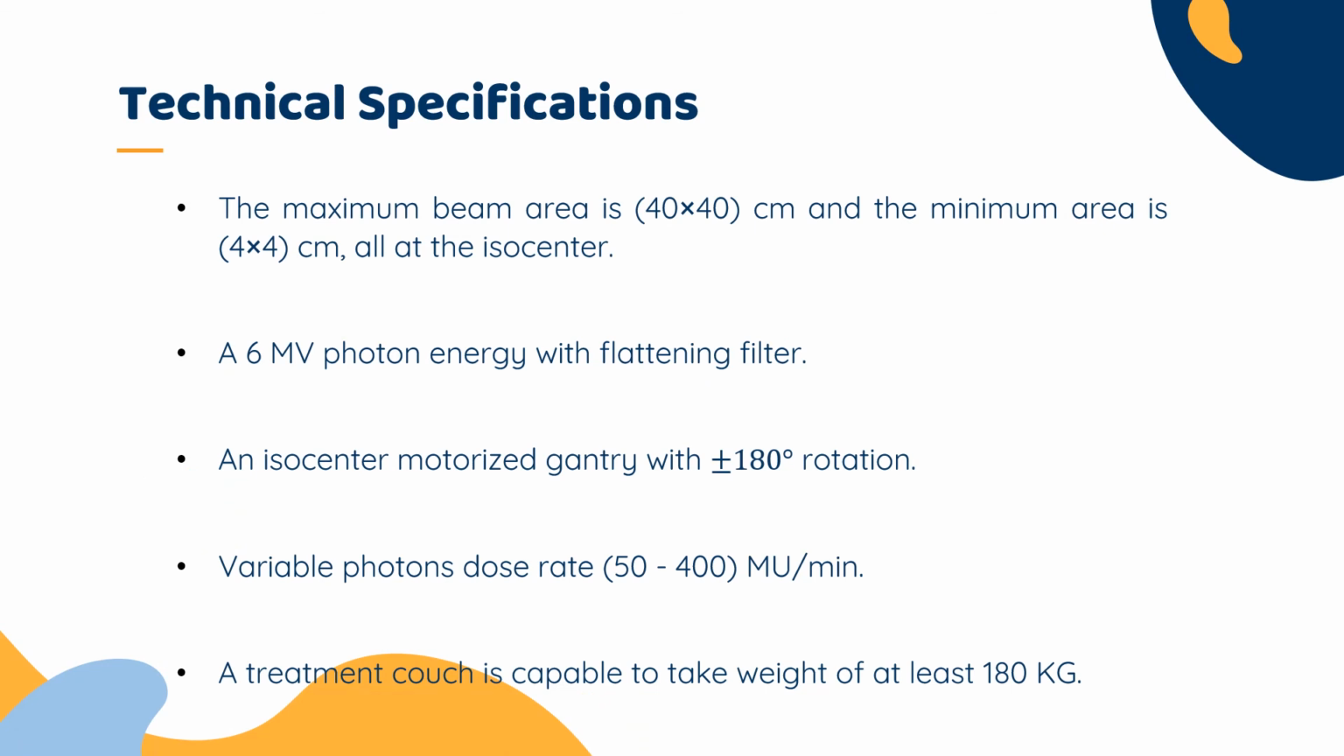Now some technical specification of the LINAC. According to the International Atomic Energy Agency and World Health Organization, we can see, for example, the maximum beam area is 40 by 40 centimeter and the minimum area is 4 by 4 centimeter at the isocenter. 6 megavolt photon energy with a flattening filter, an isocentric motorized gantry with plus minus 180 degree rotation, variable photon dose rate from 50 to 400 monitor units per minute.